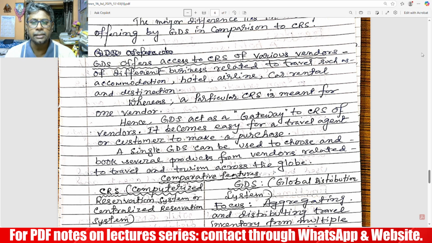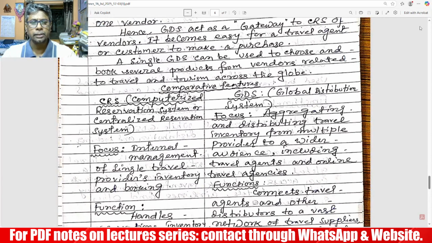It becomes easy for a travel agent or customer to make a purchase, to buy a ticket with convenience. A single GDS can be used to choose and book several products from vendors related to travel and tourism across the globe. Now we're going to understand the comparative features of GDS and CRS.